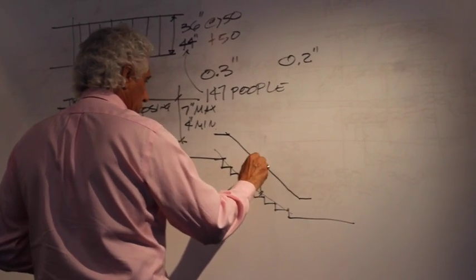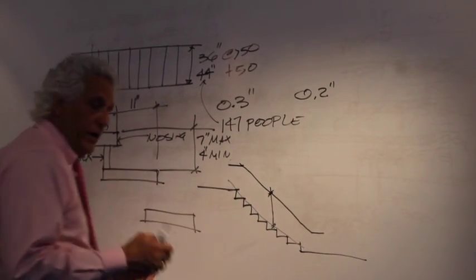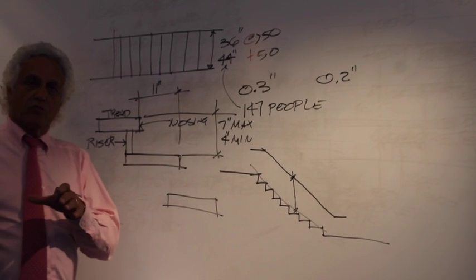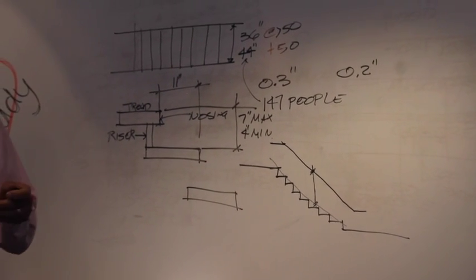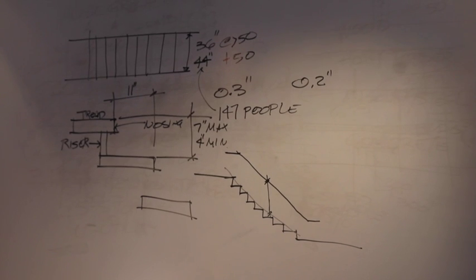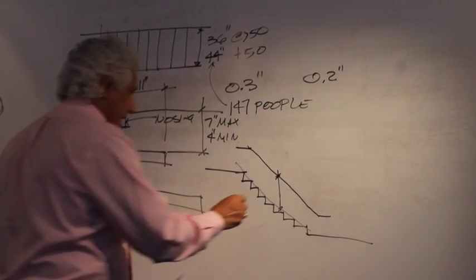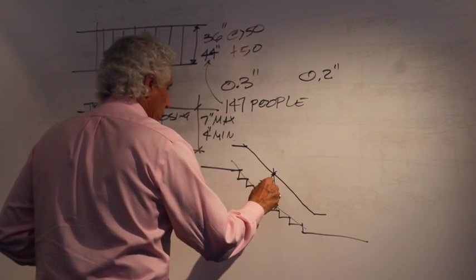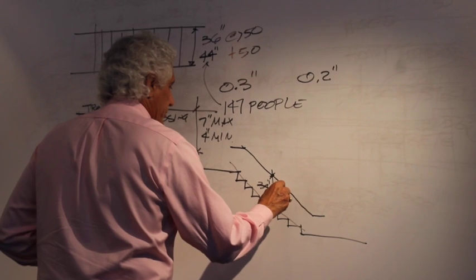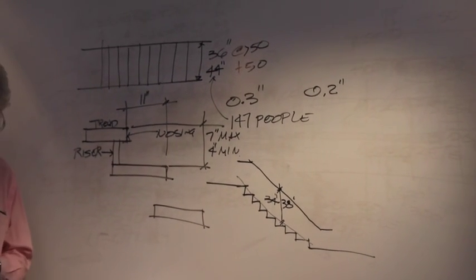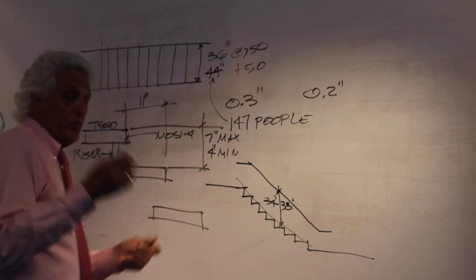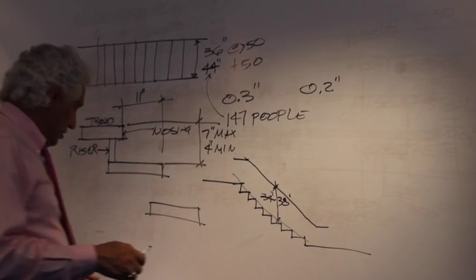And the code requires that a handrail, again, if it's 36-inch wide stairs, a handrail only to be on one side. If it's more than 36 or 44 inches, it has to be on both sides. And the handrail is between 34 and 38 inches from, again, the nosing or the diagonal line of the stairs. That's why most handrails are 36 inches high.